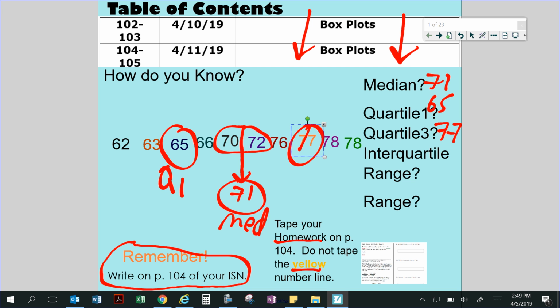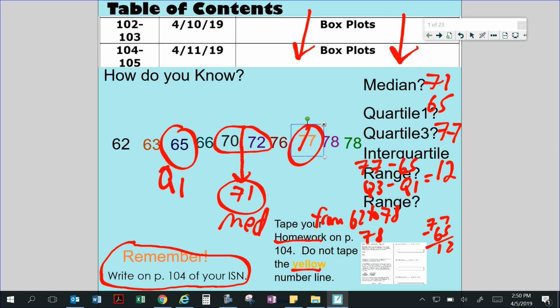What is interquartile range? It is Q3 minus Q1. Q3 is 77. Q1 is 65. 77 minus 65. What is 77 minus 65? It is 12. And last but not least, what's the range? Range is the difference between the lowest and highest. The range goes from 62 to 78. So how far is it from 78 to 62? If we subtract this, we get 16. The range is how spread out the numbers are. And that's what we learned the previous day.